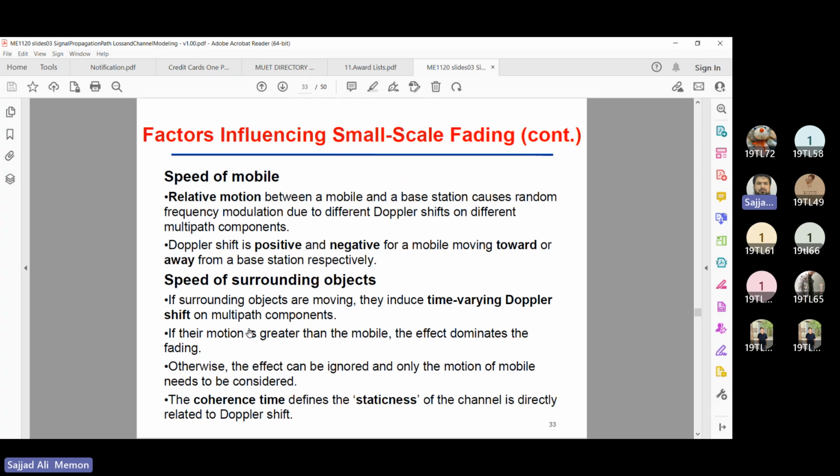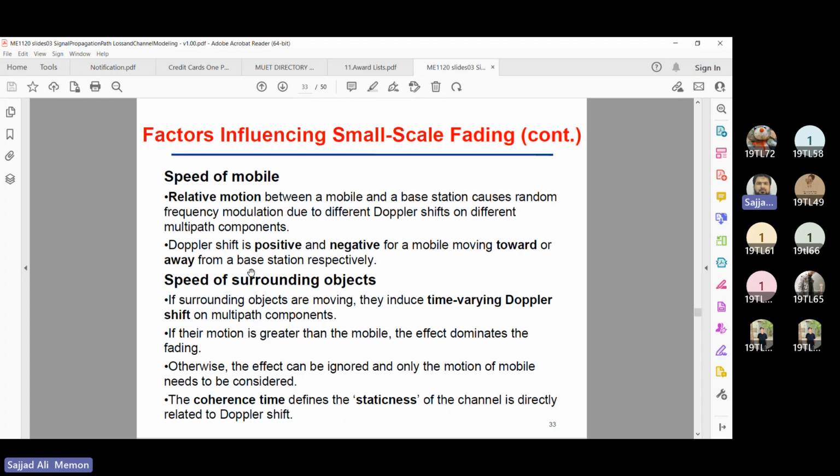Then we have the speed of the mobile. Relative motion between a mobile and a base station causes random frequency modulation due to different Doppler shifts on different multipath components. Doppler shift is positive or negative for a mobile moving toward or away from a base station respectively. That is, the frequency will increase from its central frequency, Fc plus the Doppler frequency, if a mobile is moving toward the base station at some relative speed, and the frequency will reduce from the central frequency, Fc minus the Doppler frequency, if a mobile is moving away from the base station at a relative speed.